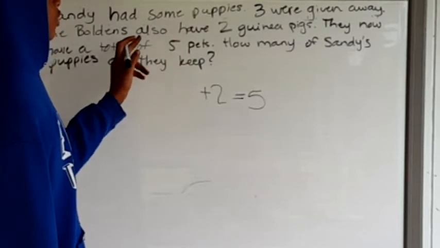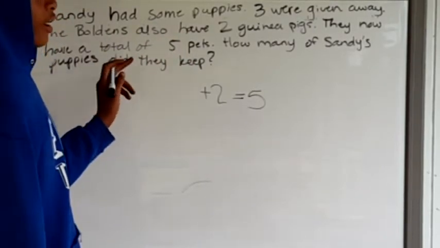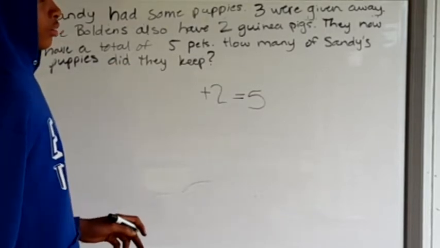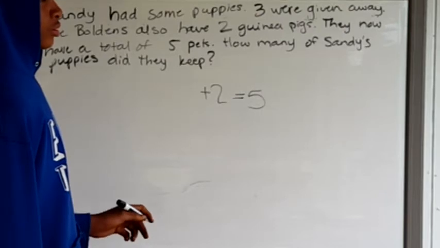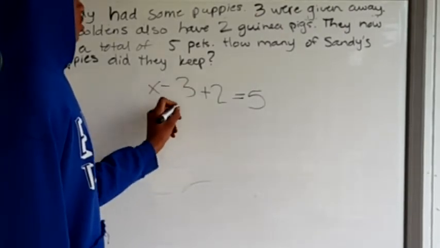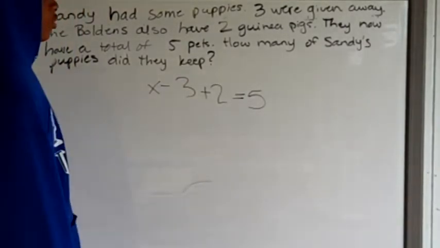3 of Sandy's puppies were given away. So 2 guinea pigs plus what was left after 3 puppies were given away. So X minus 3, and what else? Plus 2, and a total of 5.